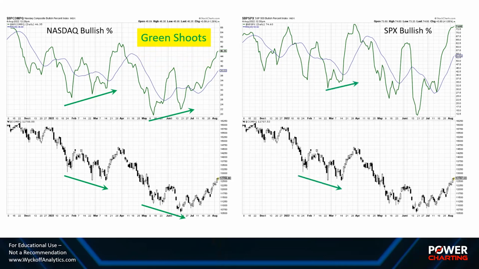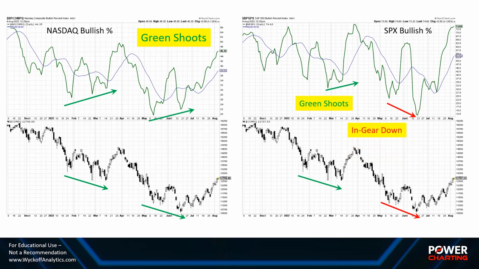And so let's look at the S&P 500 over here on the right. Green shoots in February, March. You can see them, study them here. Lower lows in the index, higher lows in the indicator, sets up the condition for a more important rally. We as Wyckoffians start to look for good bullish candidates at that time.